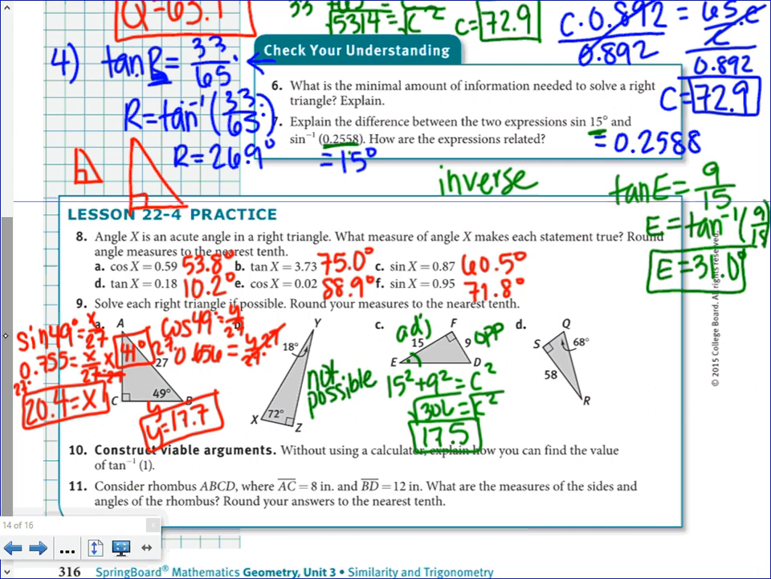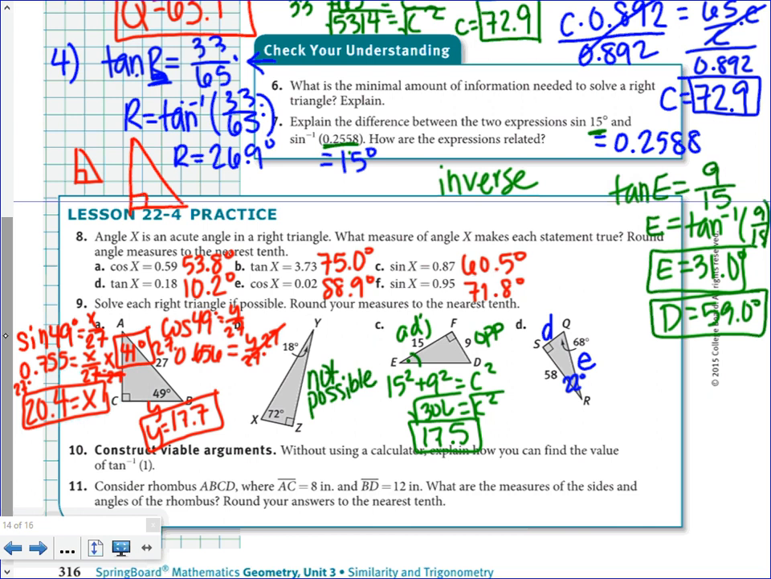Then I know that angle D and E are complementary. So if angle E is 31 degrees, that means angle D must be 59.0 degrees. That would be part C. For part D, if I know this angle is 68, 90 minus 68 tells me that this angle here is 22 degrees. And then I'll say D and E for these two side lengths.